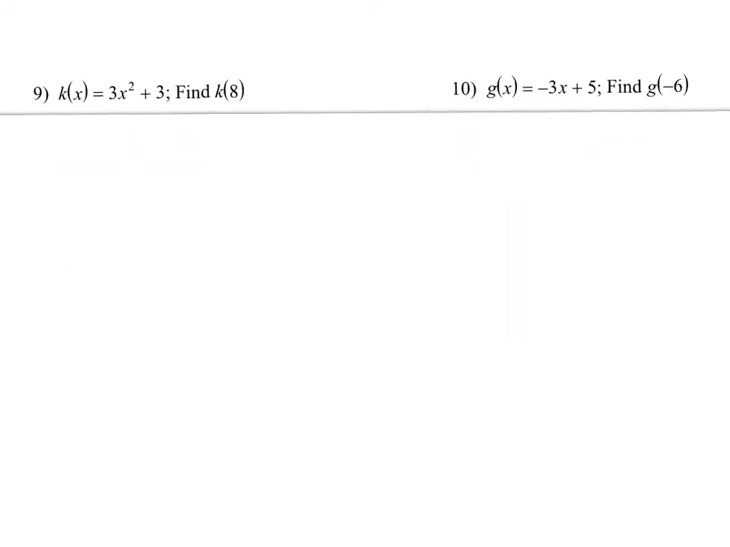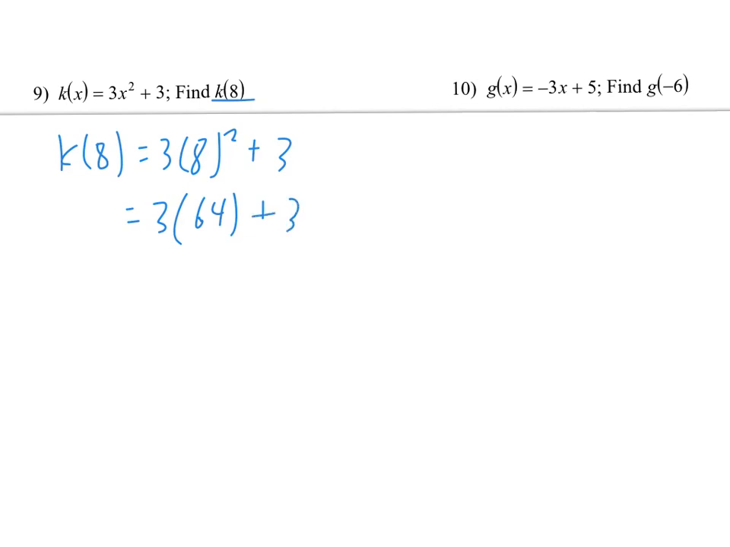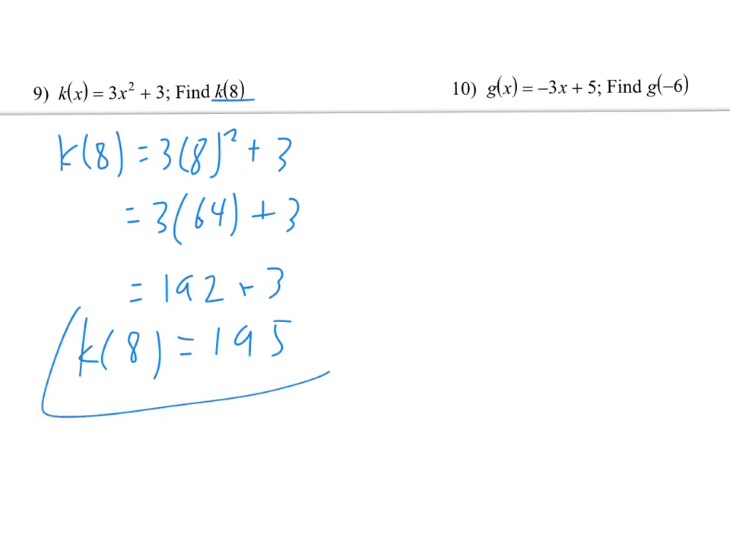All right, next up here, we'll go ahead and do number 9. So we'll do k of 8 is what it's asking for. So that means I'm going to plug in an 8 for x. There's only one x in this case, so I'm only going to plug it in once. And then I'll go ahead and do my PEMDAS. So 8 squared is 64. I've got to do my exponents first. And then 3 times 64 is 192. And so k of 8 is 195. So 195 is really my answer. The k of 8 is me restating the question.